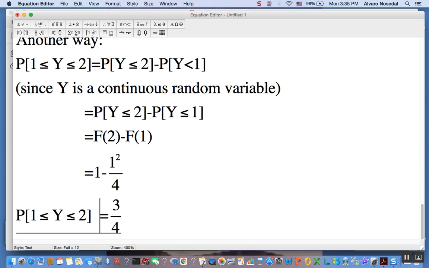So that's why these CDFs could be very useful, because if you find them in general, then if you want to find probabilities for particular events like these, you could rewrite those events in terms of evaluations for the CDF, right?